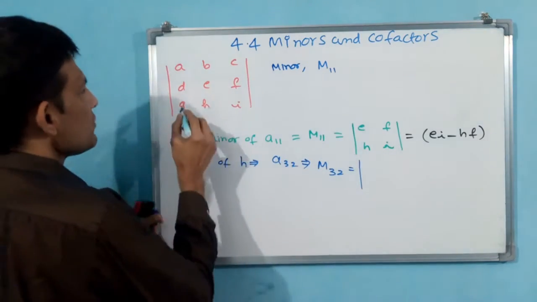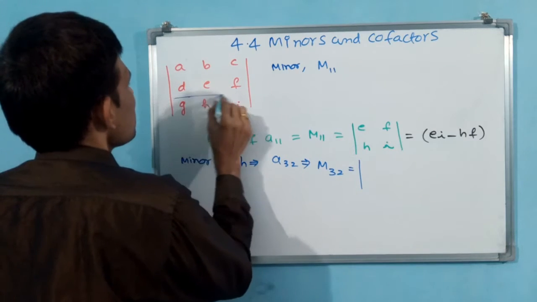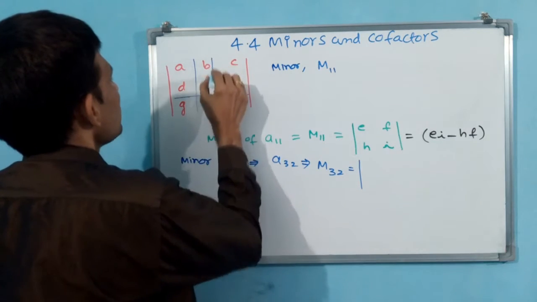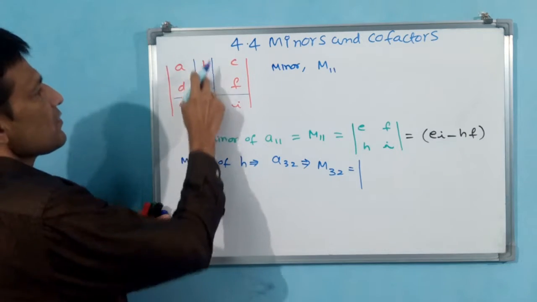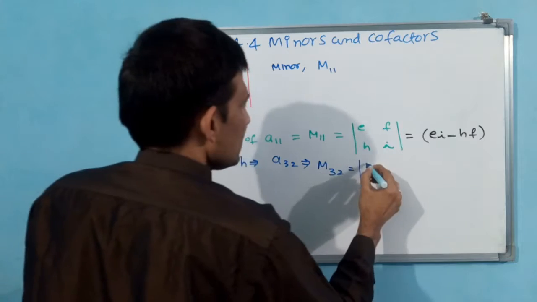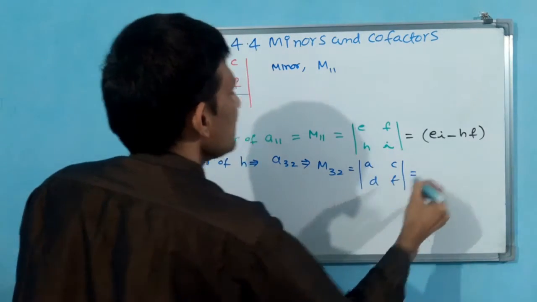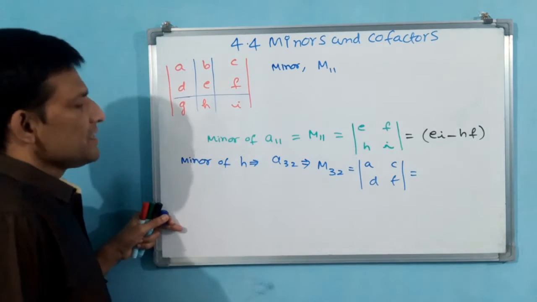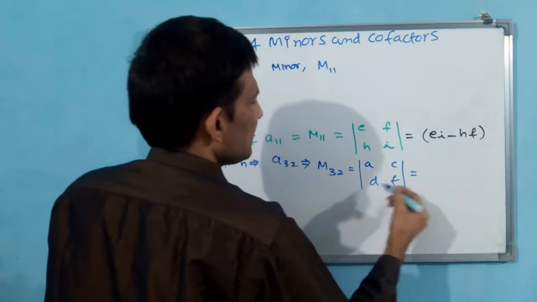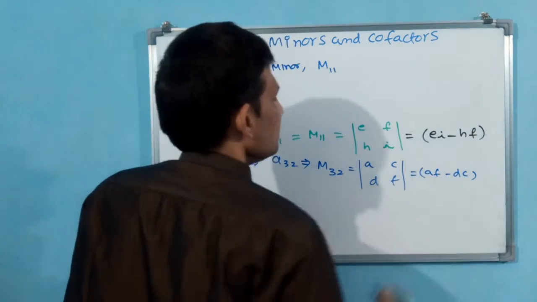Now what I am doing, you see: I am closing H's row and H's column also. If I close H's row and column, what is left? A, C, D, F. Write down: A, C, D, F. Then what is the value of this one? AF minus DC, or CD.